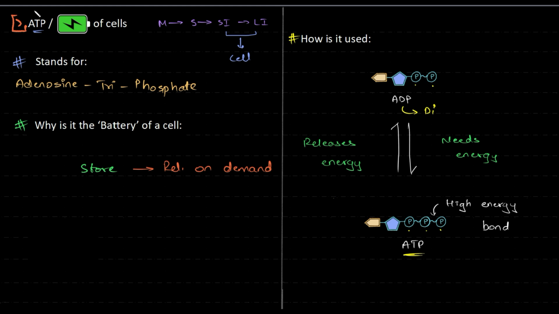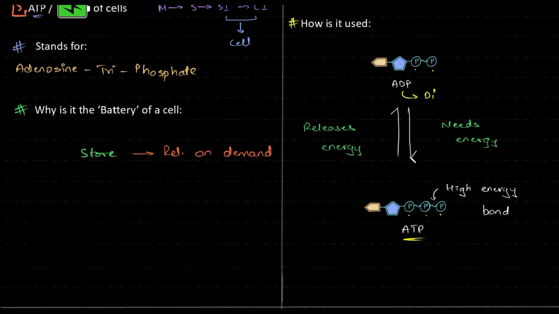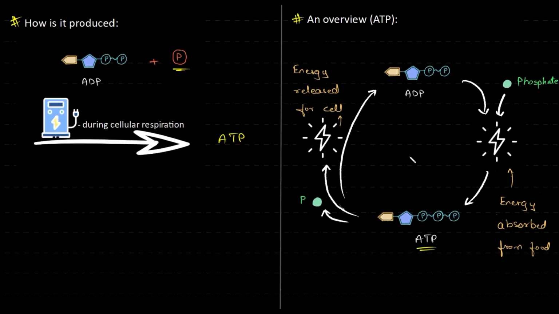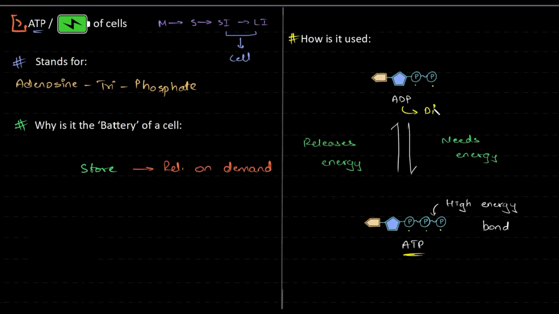Okay, guys. So ATP stands for adenosine triphosphate. It stores energy, and that happens with the help of respiration. That is, it's created with the help of respiration, right? The energy from the food that we absorb is converted to ATP in the presence of a phosphate and ADP. Okay. Yeah, that's it.